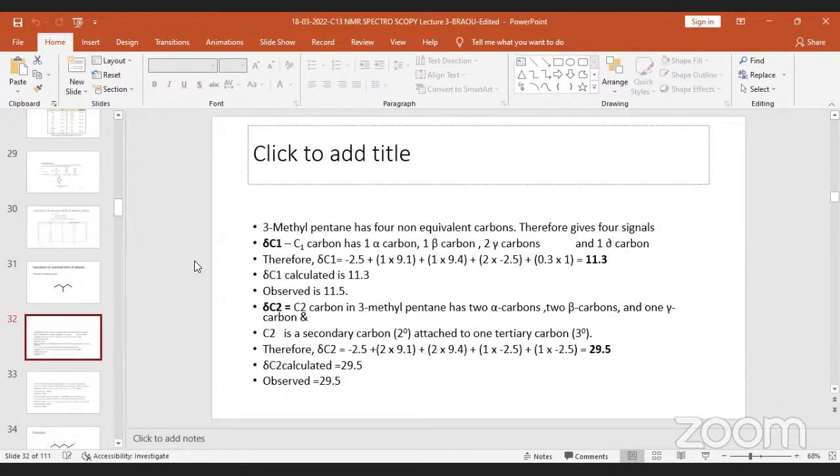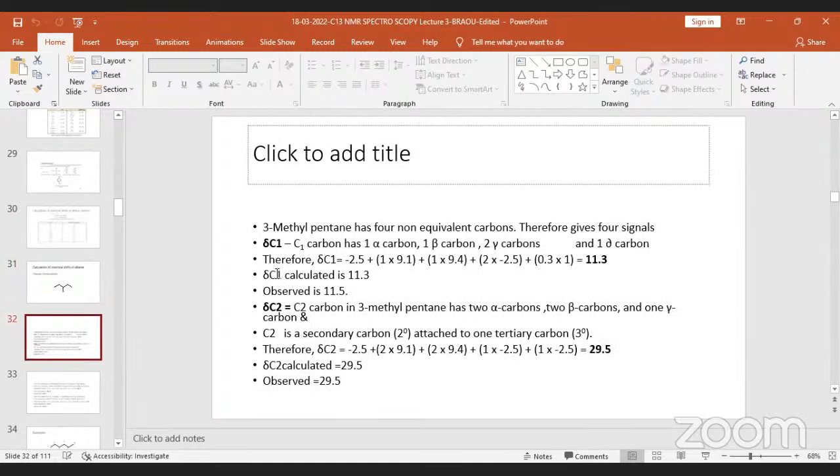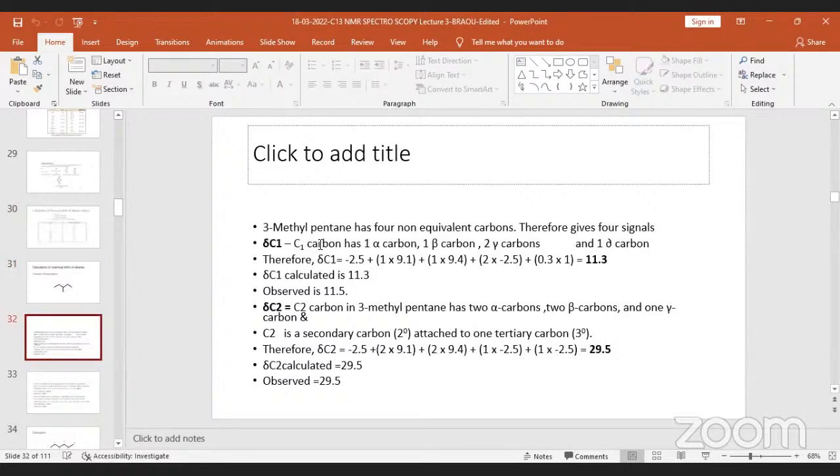So how can we calculate? This is 3-methyl pentane, and we are calculating the chemical shift of this one carbon, C1. Here, how many alpha carbons does it have? 1 alpha carbon, 1 beta carbon, and 2 gamma carbons, this and this, with respect to C1, and 1 delta carbon. So all these shift values we need to incorporate into the formula that is given. Delta C1 is equal to minus 2.5 plus 1 into 9.1 alpha carbon additive shift, and 1 into 9.4 beta carbon additive shift, and gamma carbon additive shift 2 into minus 2.5, and this is the delta value.